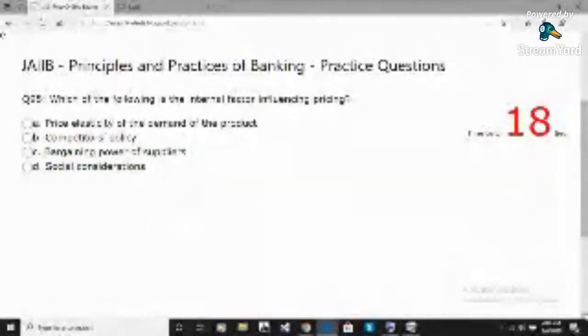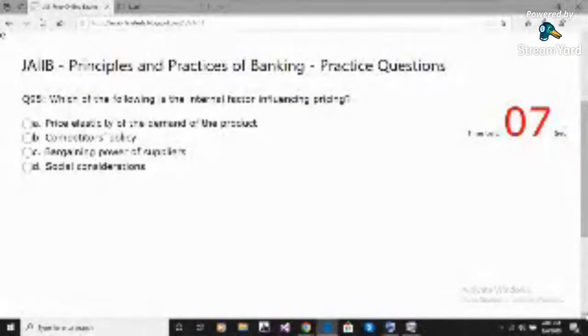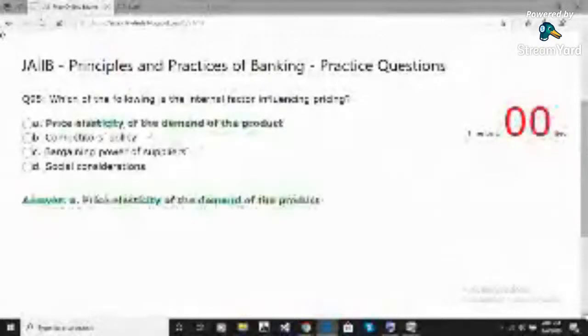Which of the following is the internal factor influencing pricing? Option A. Price elasticity of the demand of the product. Option B. Competitors' policy. Option C. Bargaining power of suppliers. Option D. Social considerations. Answer A. Price elasticity of the demand of the product.